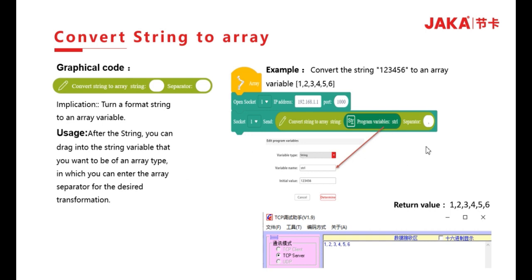So here we have a string with 1, 2, 3, 4, 5 inside, and we want to use the comma separator for the transformation. And the return value is 1, 2, 3, 4, 5, 6 separated with commas.